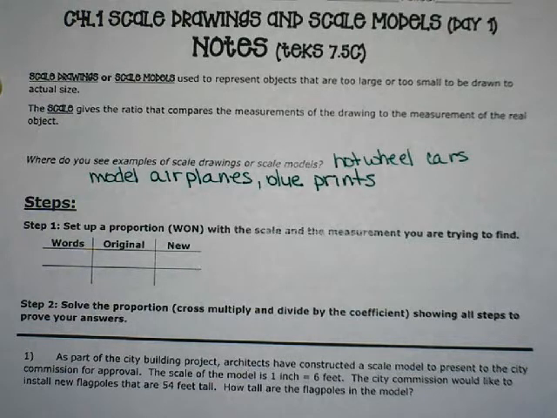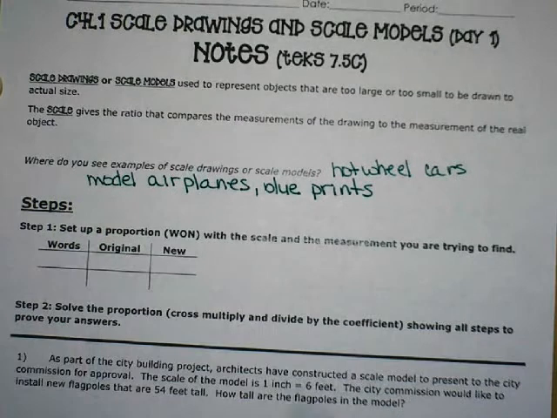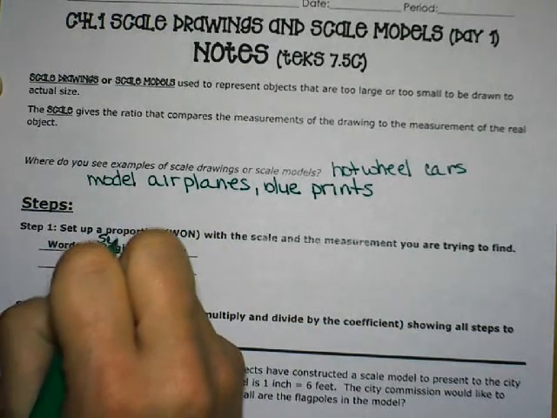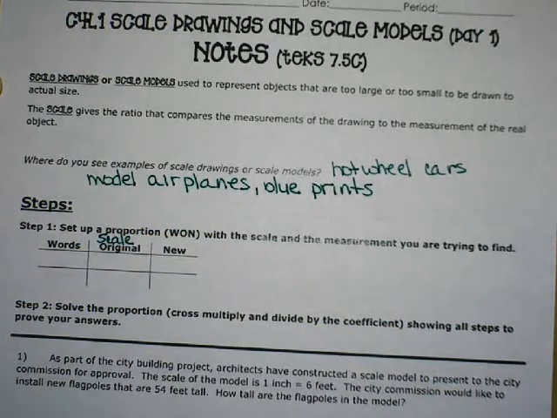Oftentimes, you will be asked to find a missing dimension or measurement when comparing the model to the actual. To solve for the unknown measurement, you are going to continue to set up the proportional one tables that we have been using with the information given in the problems. The original in these situations will also be known as the scale, which is the ratio, or they sometimes call it the key if we're looking at a map.